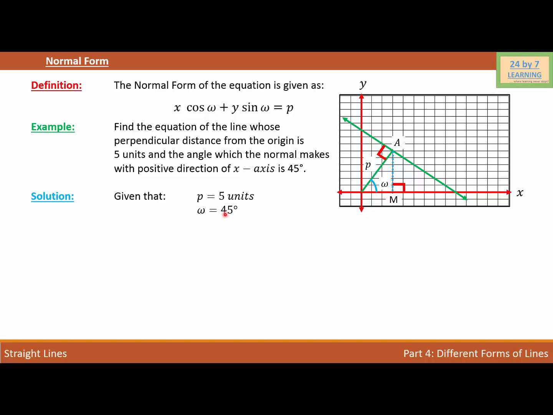So now I'm going to use these two pieces of information in this equation to solve and find the equation of line. I can write the normal form of the equation as x cosine omega plus y sine omega is equal to p. And now I will substitute the values. So I will write x cosine 45 plus y sine 45 is equal to p.